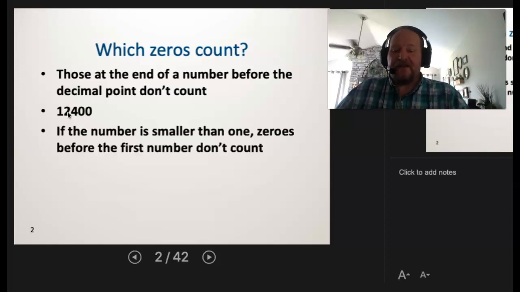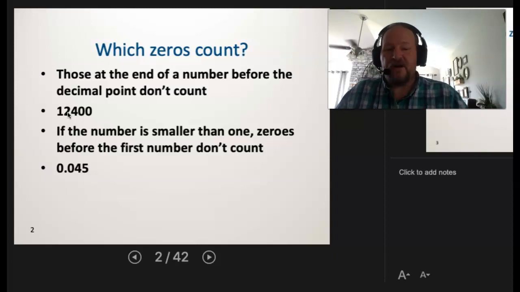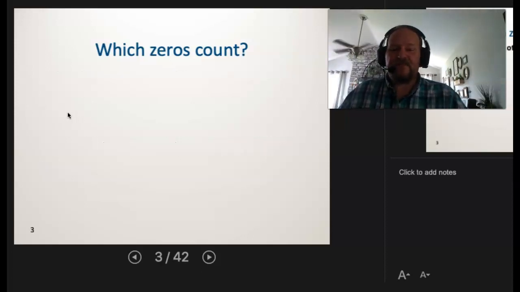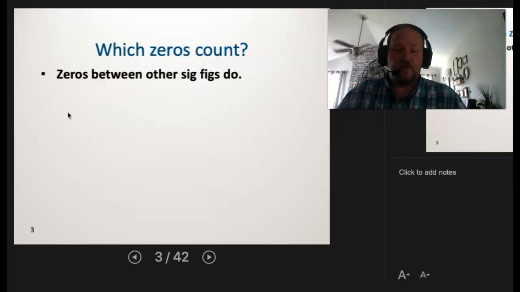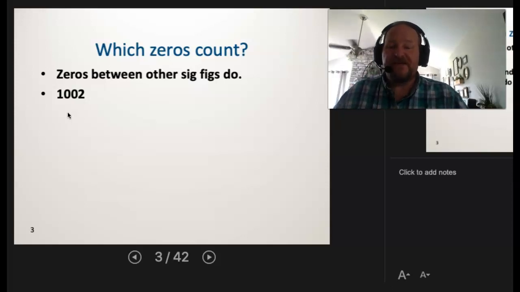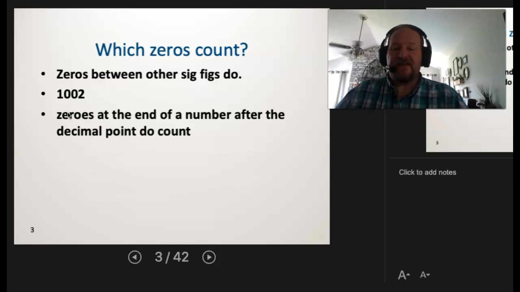Now, the second rule is if the number is smaller than 1, zeros before the first number don't count. In other words, 0.045 would only be two significant figures, the 4 and the 5. The zeros here, just like in the first rule, are simply holding place, so we don't count them. Now, zeros between other significant figures will always count. So again, I give an example of 1002. Here we can see the two zeros are pinned in between 1 and 2, and therefore we have four significant figures in this value.